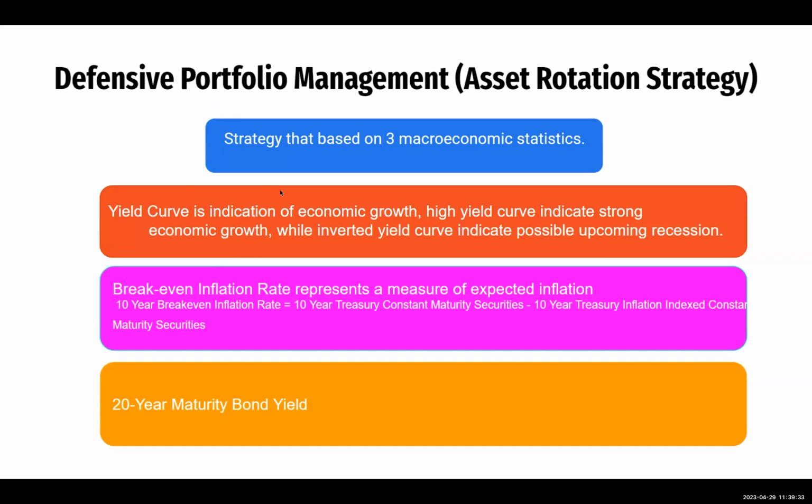Now we are going to talk about the second non-machine learning strategy. This is the defensive portfolio management, which is an asset rotation strategy. This strategy is based on three macroeconomic statistics. The first one is the yield curve, which indicates economic growth, with a high yield curve indicating strong economic growth and an inverted yield curve indicating a possible upcoming recession. We also have the break-even rate, a measure of expected inflation. And then we have the 20-year maturity bond yield, which indicates the entry signal for investing in bonds. These data can all be downloaded from the Federal Reserve website.